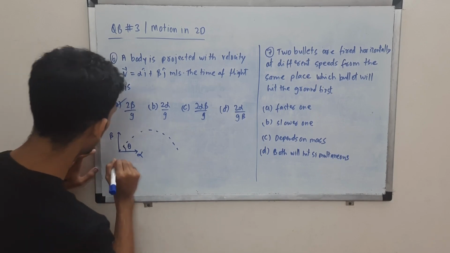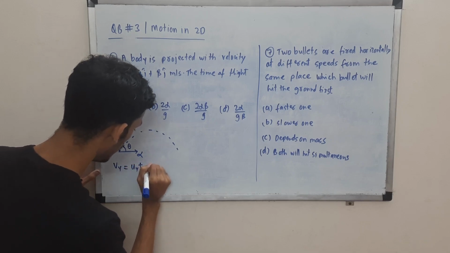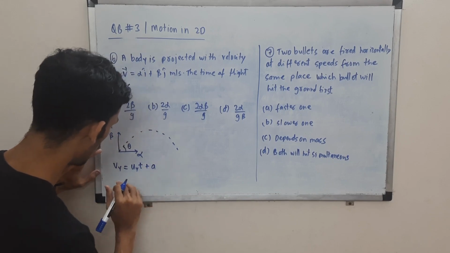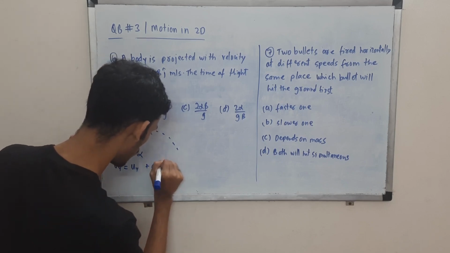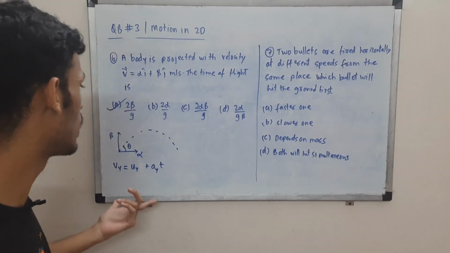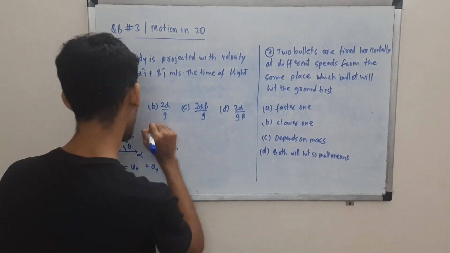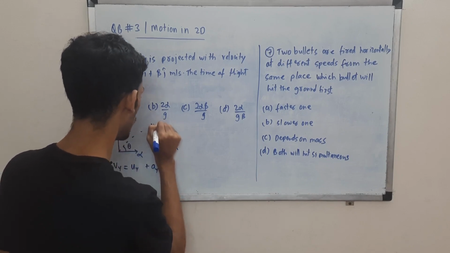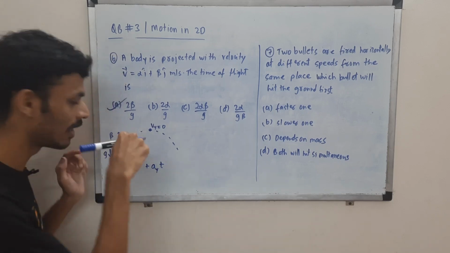You can actually use the equation of motion. I'll also show you the other way around: v is equal to u plus at, right? So this is the equation, and I'm using it in the y direction. That is how you find the time of flight, if you remember the derivation. You will take the time from here to here. What is the time for the velocity in the y direction to become 0? You can see that gravity is acting in the downward direction, right?